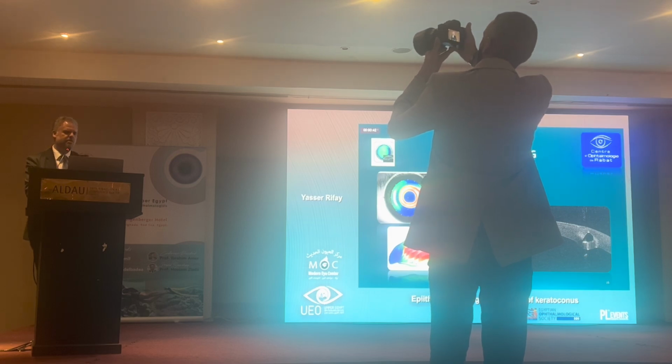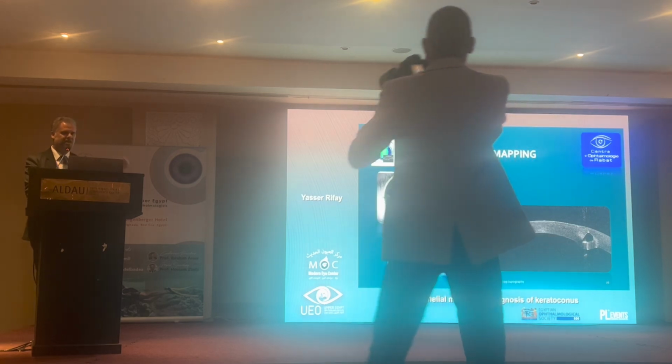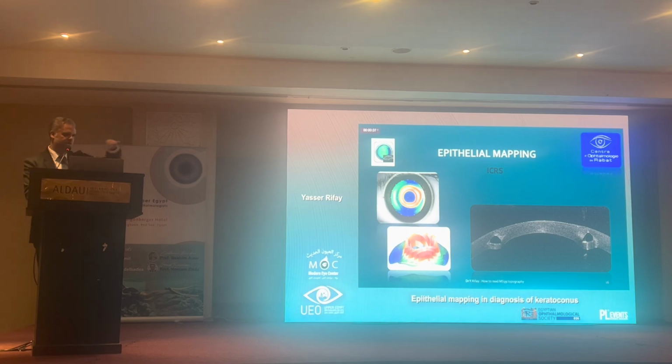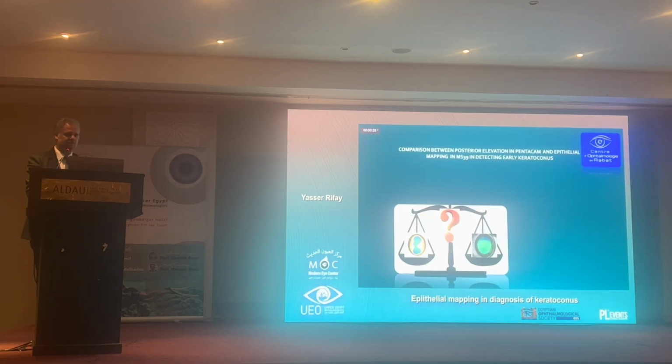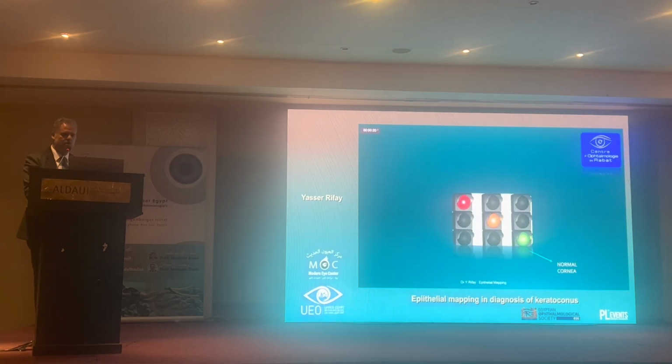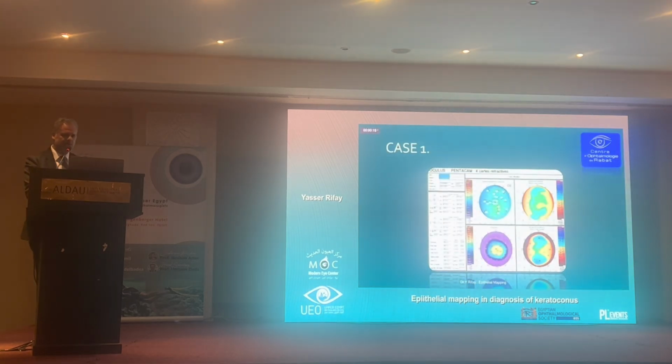We can see the thickening over the peaks, over the rings, the thinning over the rings. And so we can compare posterior elevation and epithelial mapping to see which is better in the diagnosis of early keratoconus. We will see some cases.